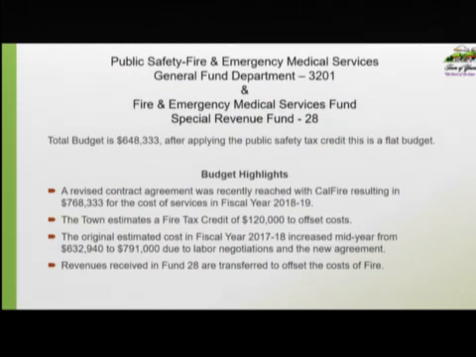The original estimate for the agreement, the increase in cost from $632,000 to $791,000, was due to labor negotiations and their new agreement. And that is about it, unless you have any questions. Councilmember Durham?